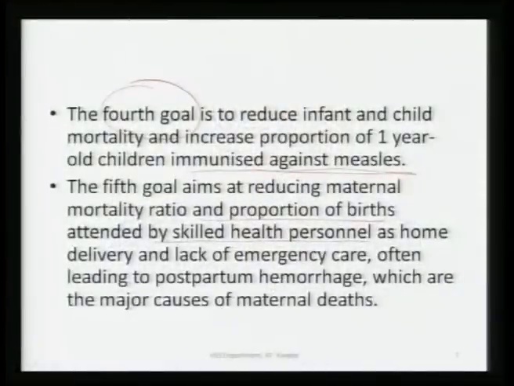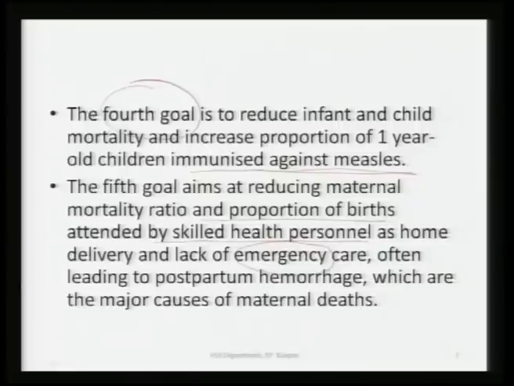And one of the factors is the proportion of births attended by a trained nurse or midwife, or safe delivery. So, this fifth goal includes not only reducing the maternal mortality ratio, but also increasing the proportion of births attended by skilled health personnel, as home delivery and lack of emergency care often lead to postpartum hemorrhage. When there is lack of emergency care, the percentage may be small, 2%, 3%, but in per thousand terms it becomes 20. 2% means 20 per thousand.